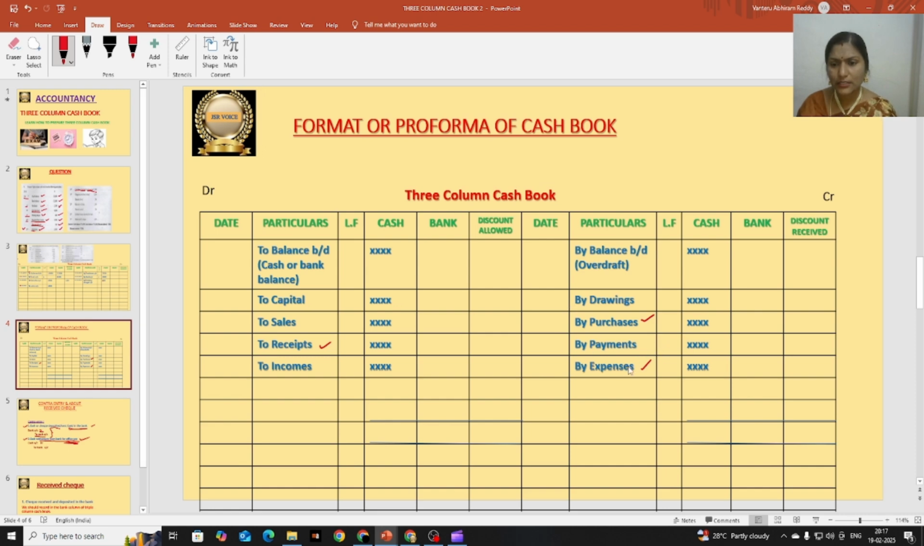Where do we write drawings? Drawings we write on the credit side. This is a format that we should follow. Drawings should always be written on the credit side, because cash goes out whenever the owner takes money from the business for personal use. So we will call it drawings, and in the case of drawings cash goes out of the business. That is why we record it on the credit side.